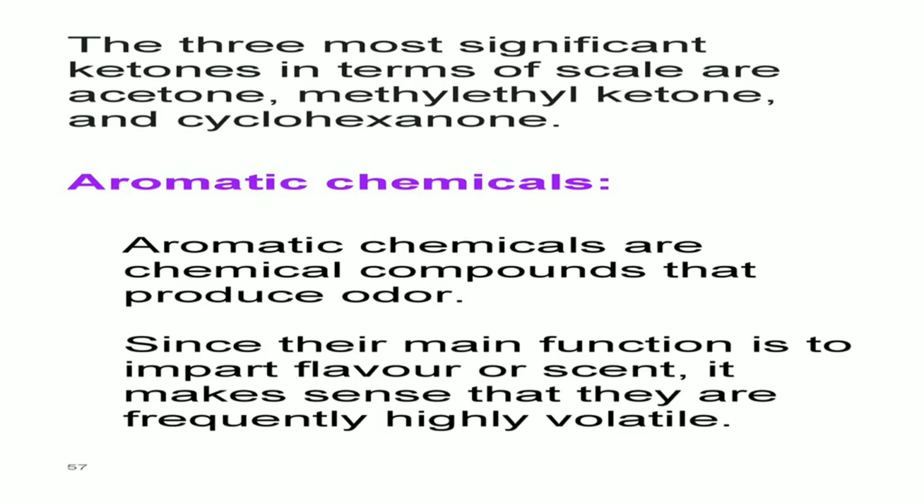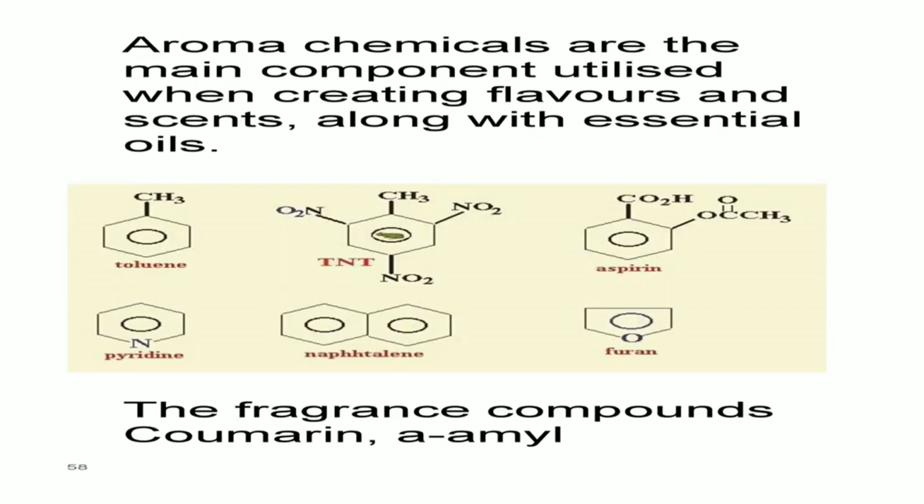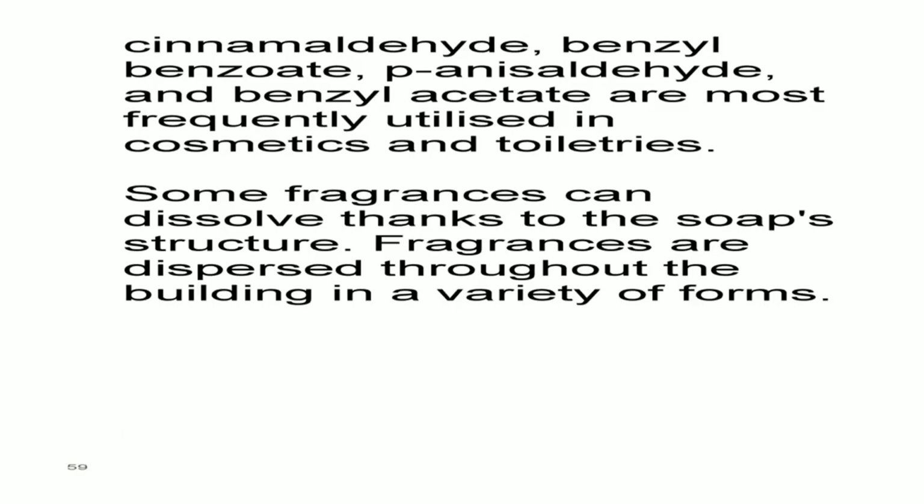Aromatic chemicals. Aromatic chemicals are chemical compounds that produce odor. Since their main function is to impart flavor or scent, it makes sense that they are frequently highly volatile. Aroma chemicals are the main component utilized when creating flavors and scents, along with essential oils. The fragrance compounds coumarin, amyl cinnamaldehyde, benzyl benzoate, p-anisaldehyde, and benzyl acetate are most frequently utilized in cosmetics and toiletries. Some fragrances can dissolve thanks to the soap's structure. Fragrances are dispersed throughout the building in a variety of forms.